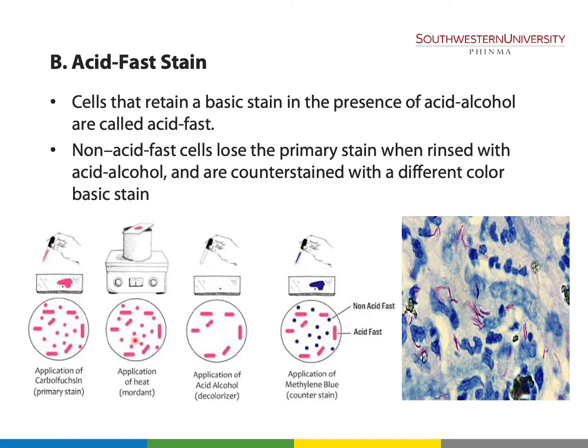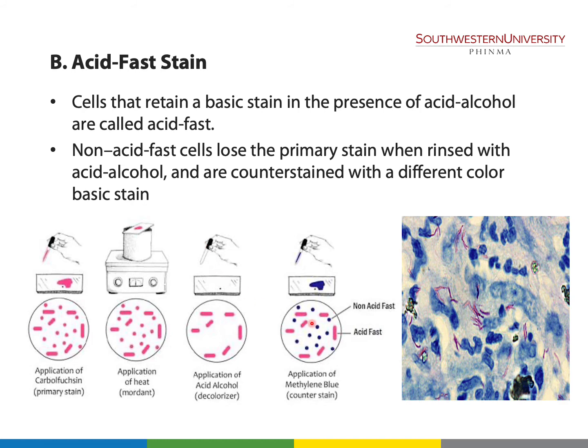So another differential stain is your acid-fast stain. Your acid-fast cells retain the basic stain in the presence of acid alcohol. That is why they are called acid-fast. The non-acid-fast cells lose the primary stain when rinsed with acid alcohol, and take up the counterstain of a different color.